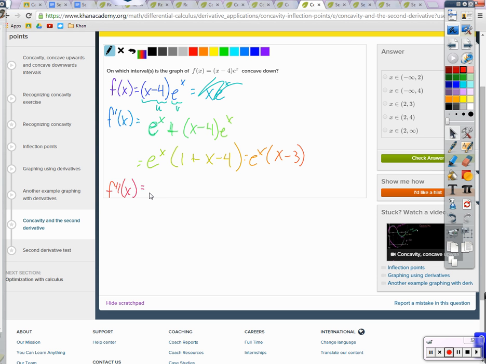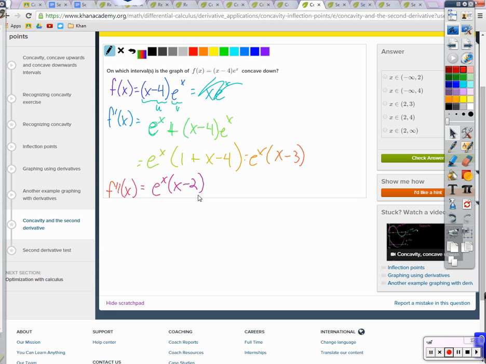Notice, when we took the derivative of this, we just got x minus 3 times e to the x. What do you think the next derivative will be? x minus 2. Yeah, e to the x times x minus 2. Try it out yourself. It's the exact same process. We'll factor out e to the x again, and we'll get e to the x times x minus 2.